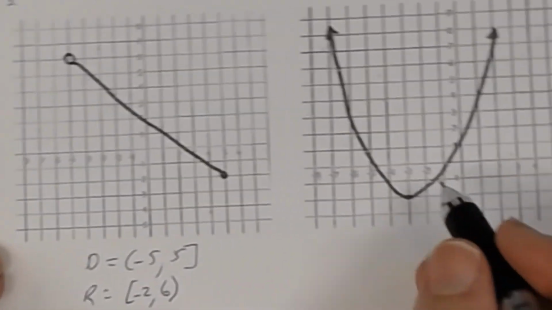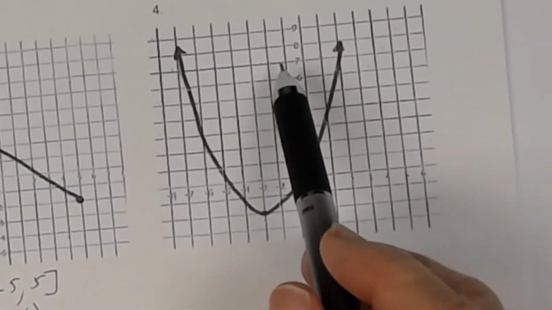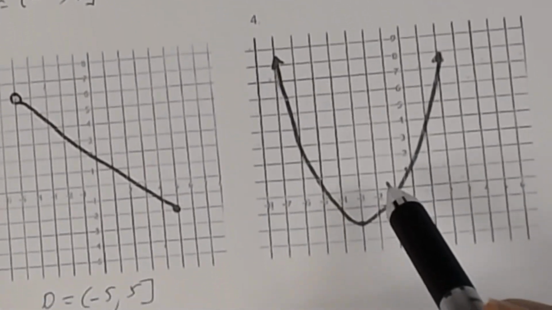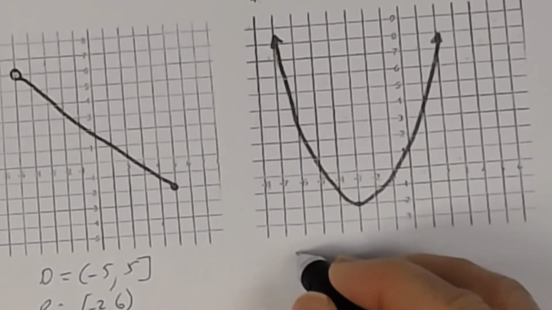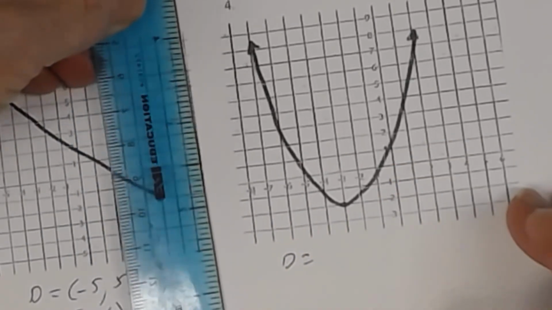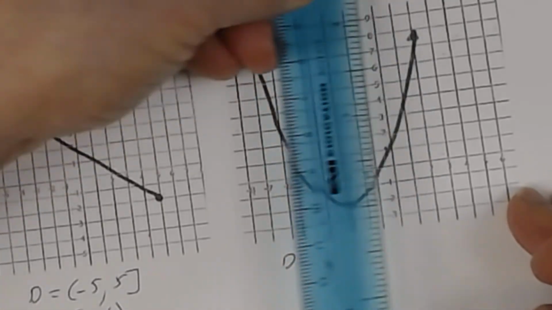Then number 4, notice that number 4 is almost like number 1, except this time the arrows are pointing up. So notice, though, there are arrows on both ends. So for the domain, you're going from negative infinity all the way to infinity.